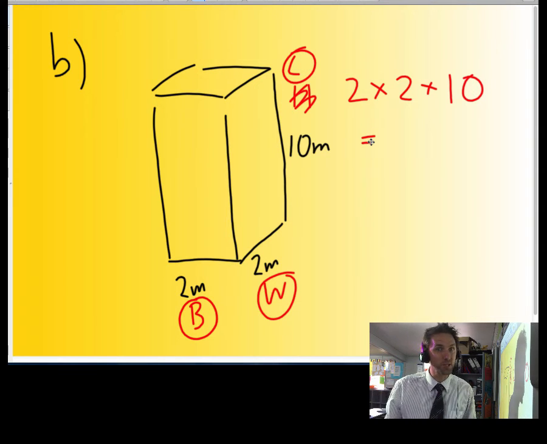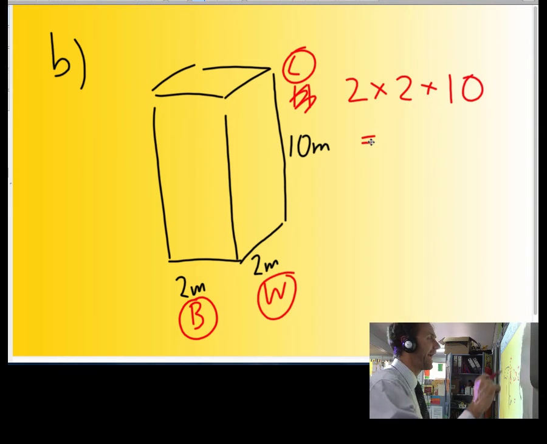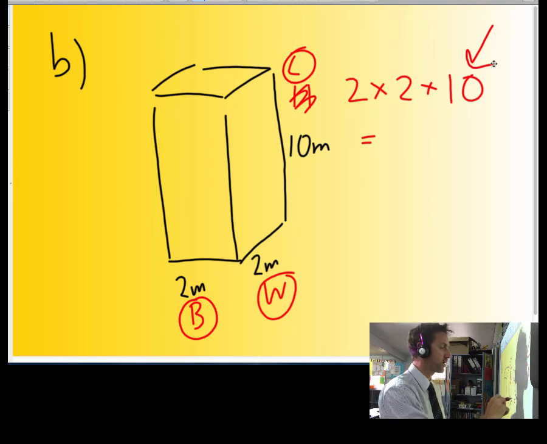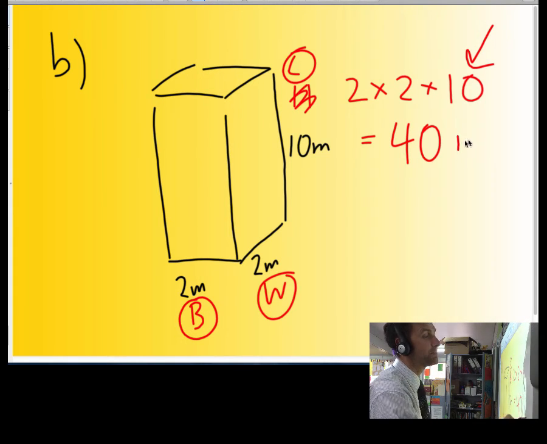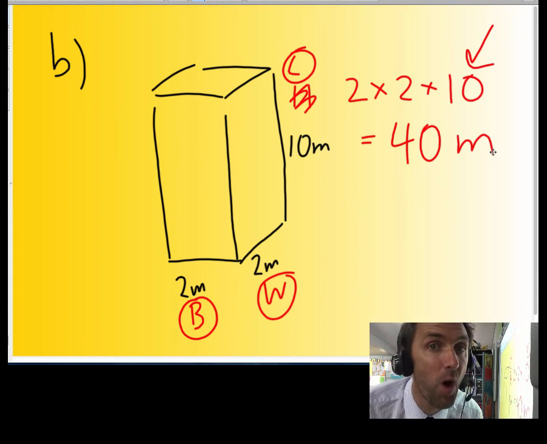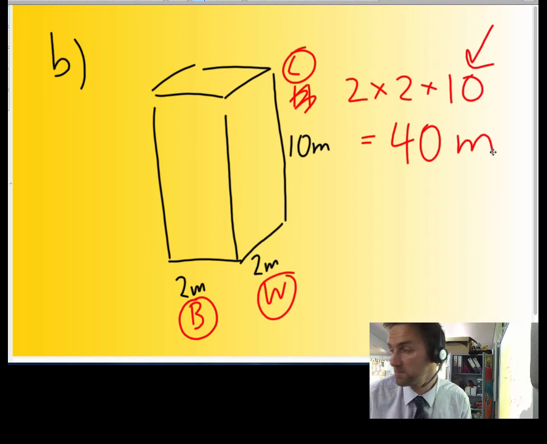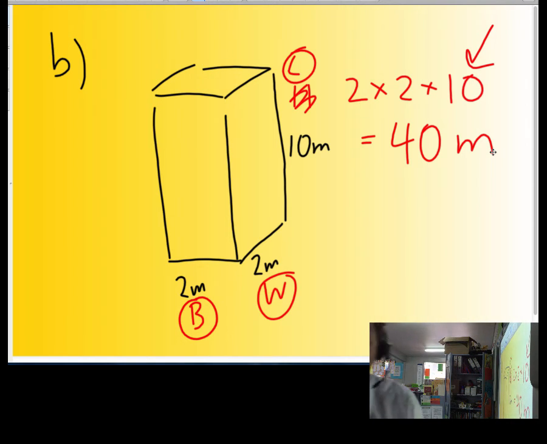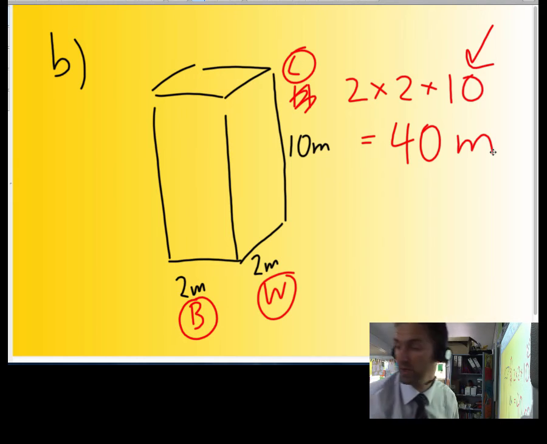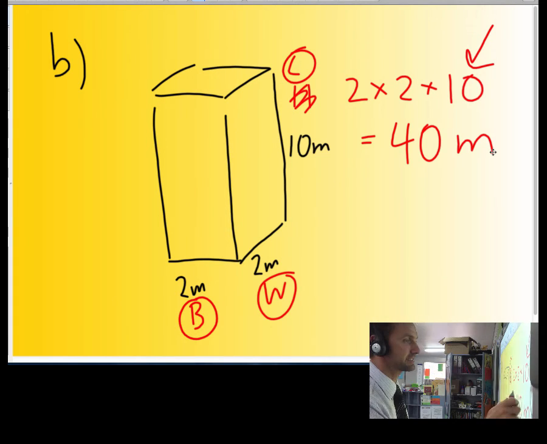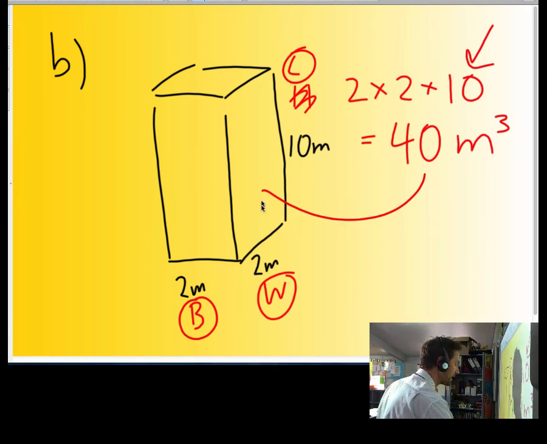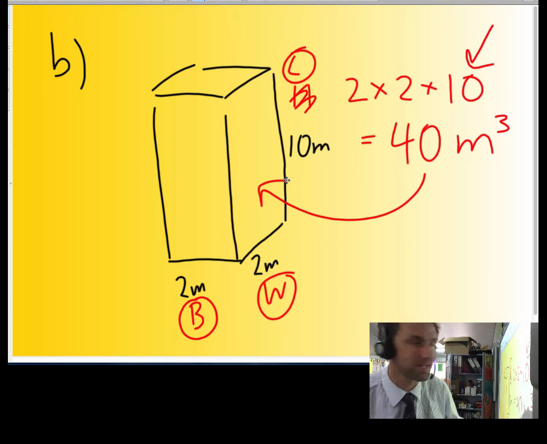So 2 times 2 is, of course, 4. And 4 times this 10 here is 40. And it's 40 meters because it was meters. But 40 meters what? 40 meters cubed. It is literally saying there are 40 big meter cubes in this object. It's a big object. It's like from space or something.